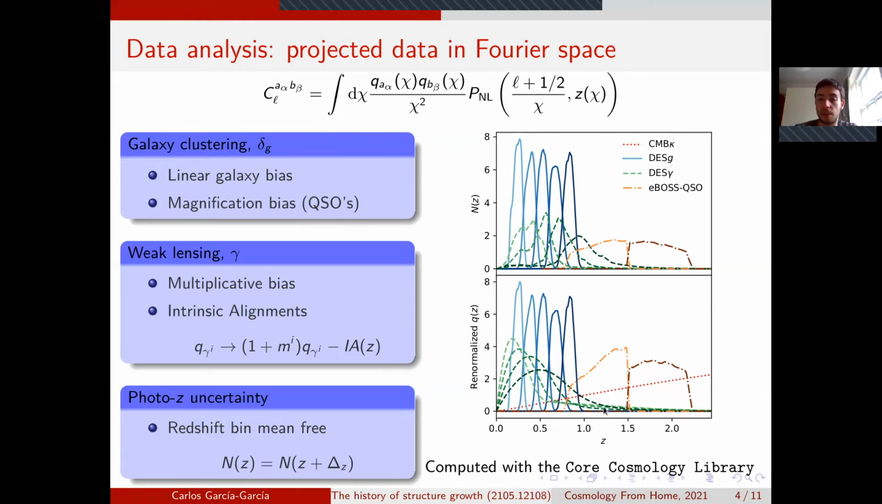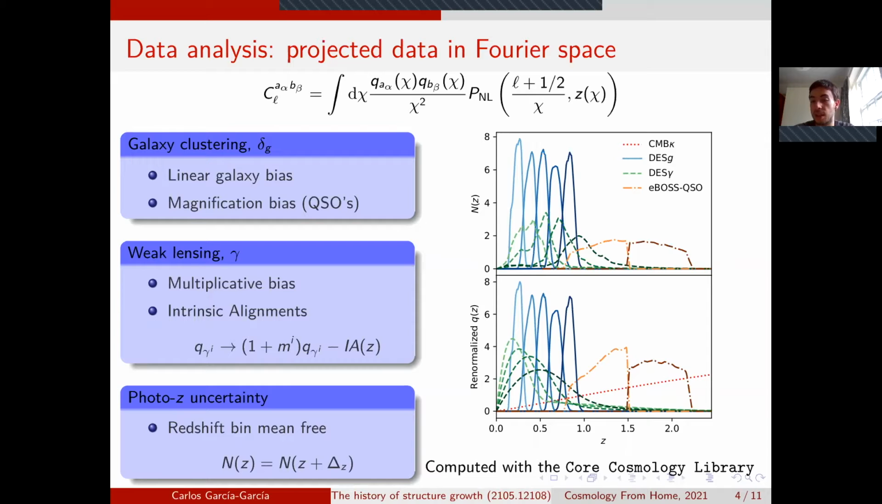Here on the plot on the right, we saw the relation between the redshift distributions and the kernels. The redshift distributions are on the top panel and the kernels on the bottom. We see that in the case of galaxy clustering, the kernels follow the same distribution as the redshift distribution. This means that galaxy clustering will give us information only about the evolution of the perturbations at those specific redshifts.